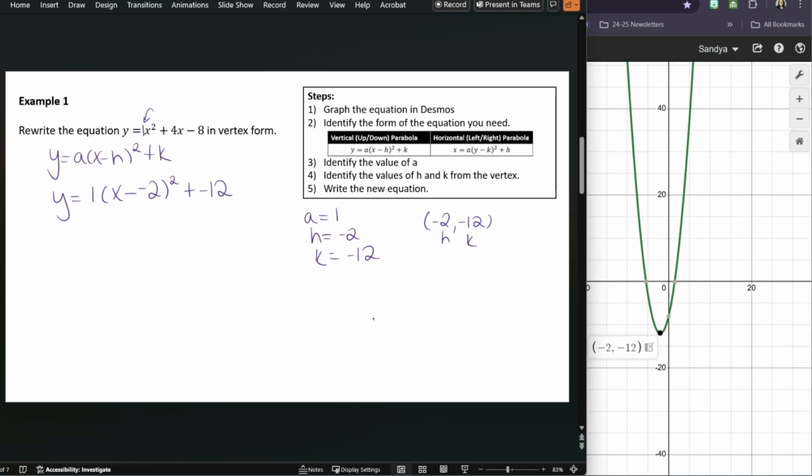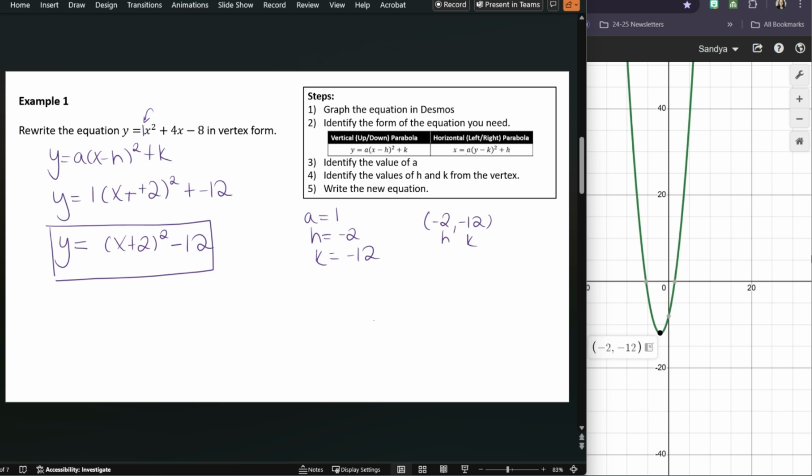Now let's make this equation a little bit neater. We're going to write this as y equals, we don't need the 1 there, minus negative becomes plus. So we have (x plus 2) squared. The plus negative I can combine into a subtraction. So we have y equals (x plus 2) squared minus 12.